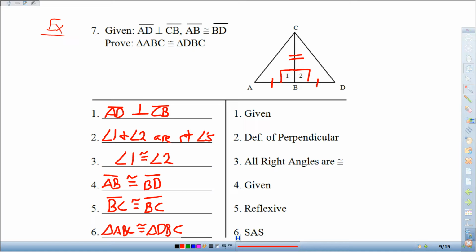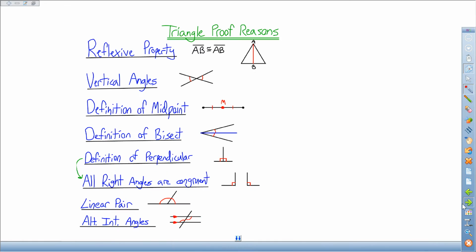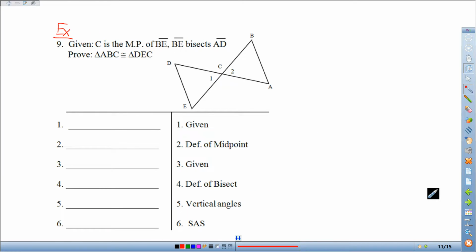Okay, I'm going to go over one more before I have you guys try one out. I'm going to skip past number 8 for now, and let's take a look at number 9, and then I'll show you which one I want you to do. Okay, so yeah, take a look. First given piece of information, C is the midpoint of segment BE. Let's go ahead and write it out.